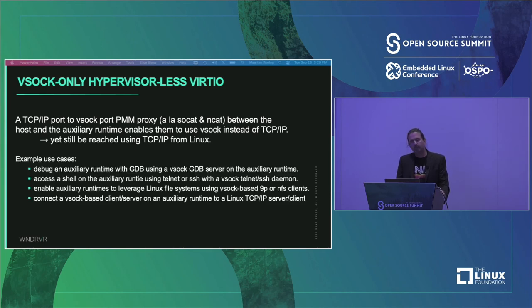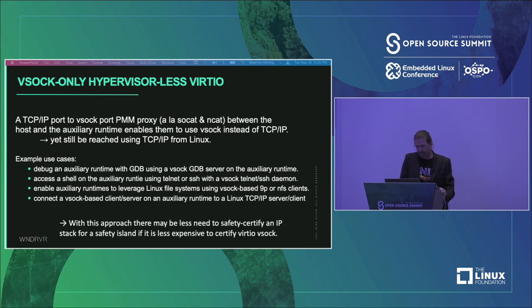Similar to how NCAT and SOCAT do port proxying, it could be interesting to add this feature to KVM tool so that it could proxy TCP ports to VSOC for hypervisorless virtio situations, so that you could, for example, GDB your auxiliary runtime by connecting to its TCP port, which KVM tool would then accept and proxy over VSOC to the auxiliary runtime, or vice versa. So you could do client-server in either direction without actually having to have a TCP/IP stack on the auxiliary runtime. This is probably one of the next things that we'll be implementing in our KVM tool implementation.